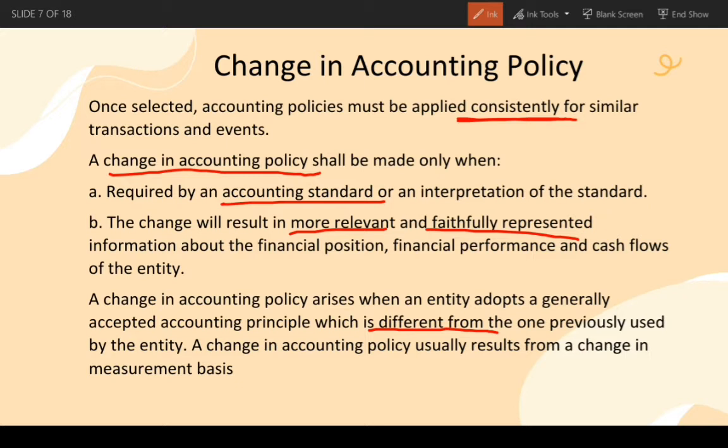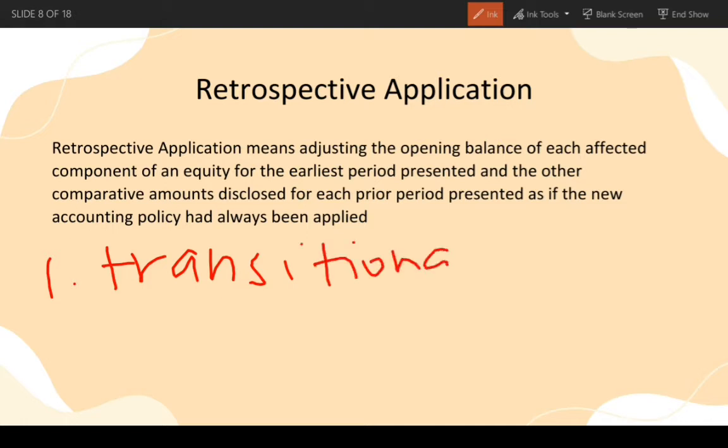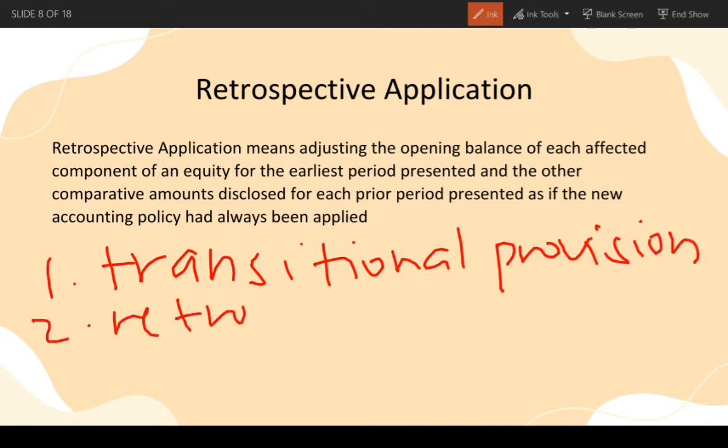A change in accounting policy usually results from change in measurement basis. So, for example, change from weighted average to FIFO cost formula for inventories, change from the cost model to the fair value model of measuring investment property. So, nagkakaroon ng pagbabago sa measurement basis. Change in accounting policies are accounted for using the following order of priority. So, first, transitional provision. So, kapag hindi available yung transitional provision, so ang measurement ay retrospective application.